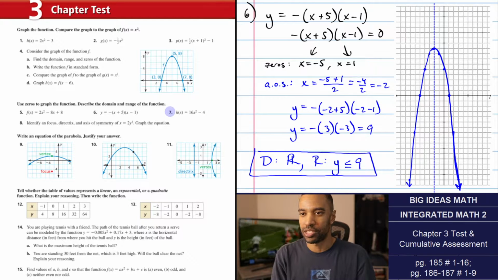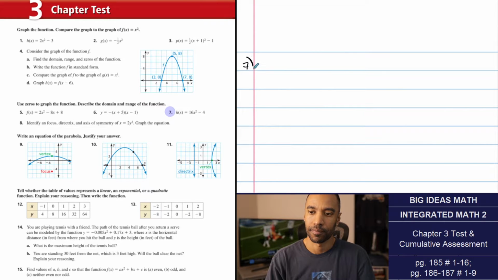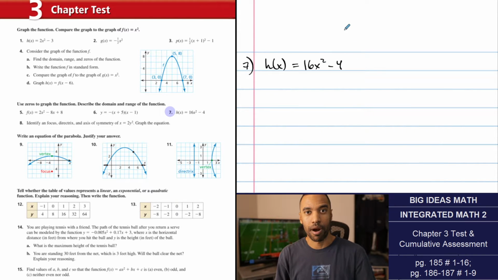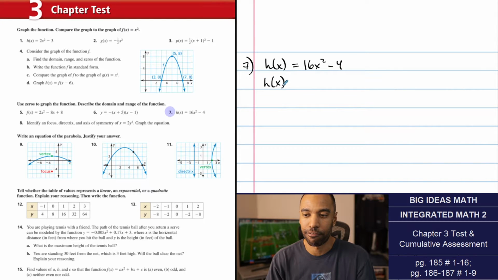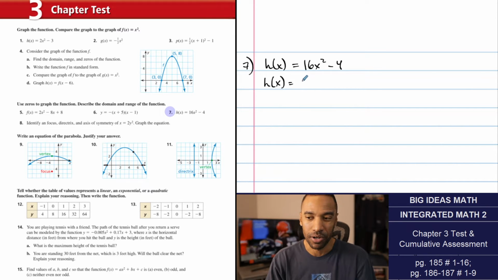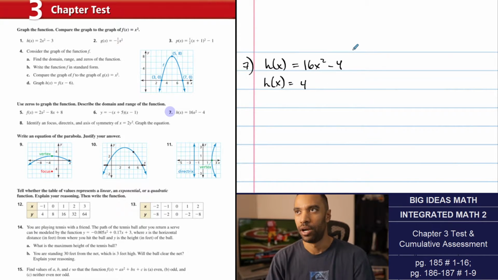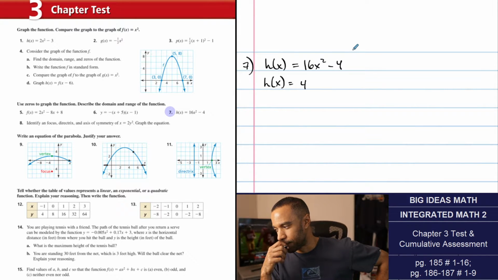Number 7, h of x equals 16x squared minus 4. Okay. Using the zeros, once again, would probably require some form of factoring. So, let's go ahead and factor. 16's big. That's our a value. This is going to be a really kind of weird graph. These are the ones that I was not generally a fan of. GCF? Yeah, there's GCF of 4.